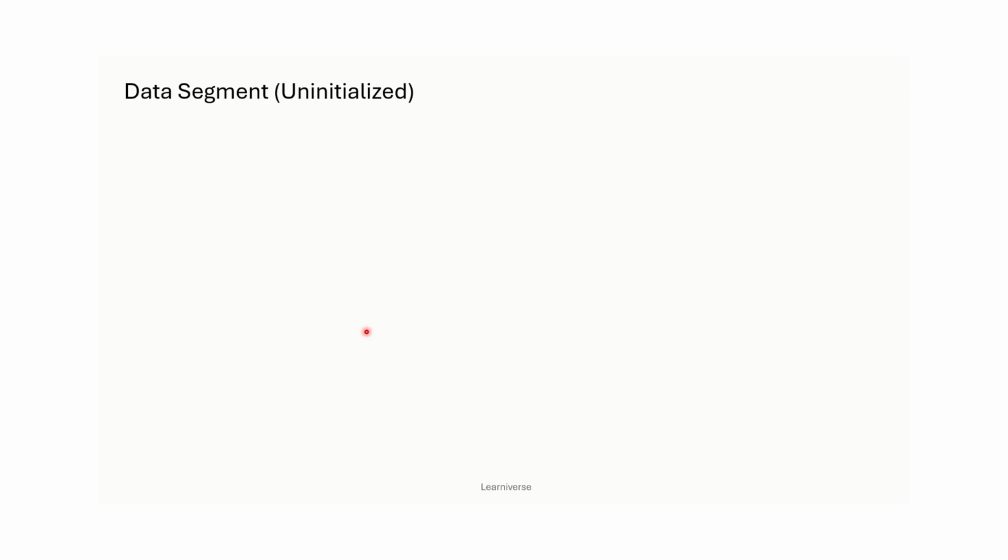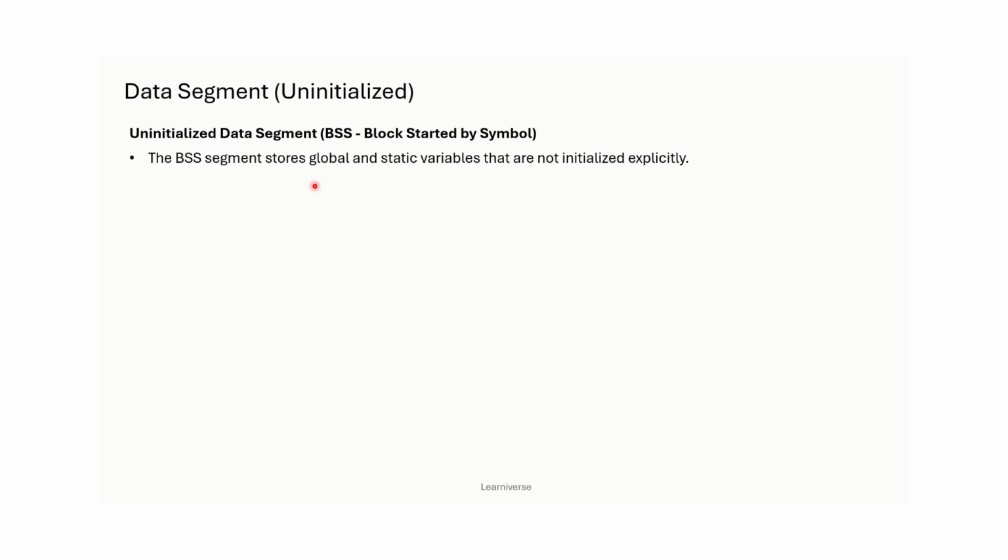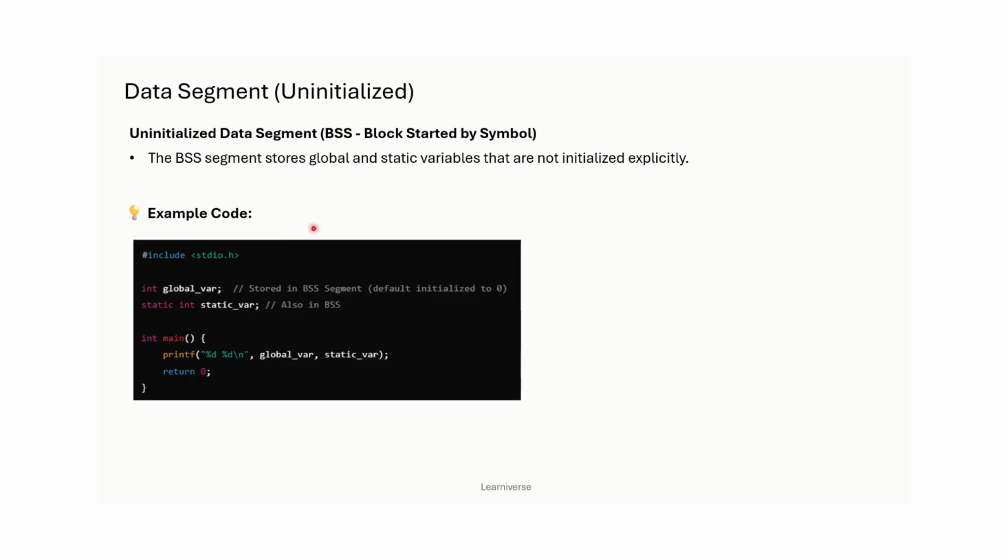Now let's understand what is uninitialized data segment. It is also known as BSS segment. BSS means block started by symbol. This BSS segment stores global and static variables that are not initialized explicitly. Here is a code example. Here you can see we have a global variable of type int. This is stored in BSS segment, and by default it is initialized to value 0. And here we have a static variable. This is also stored in BSS segment.